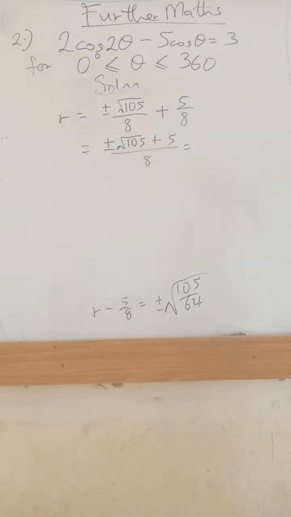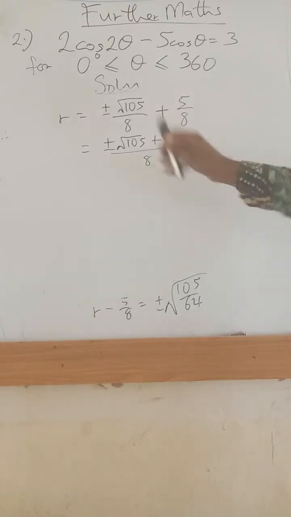And then what becomes your answer? Just sort it out for me with your calculator, the plus and the minus values. What did you get?